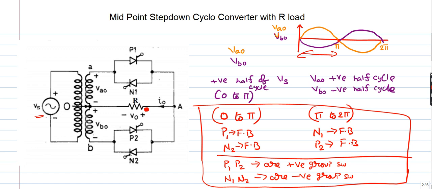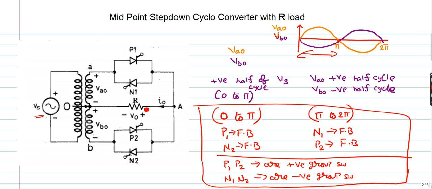Alright. Similarly, when P1 and P2 are in conduction, the output voltage and current are positive half cycles. When N1 and N2 are in conduction, the output voltage is having negative half cycles. So don't be confused with these points. One is related to forward blocking mode and another one is related to output voltage polarity.